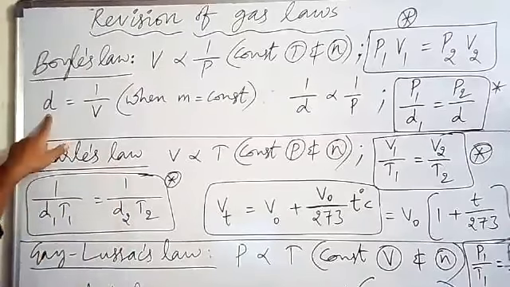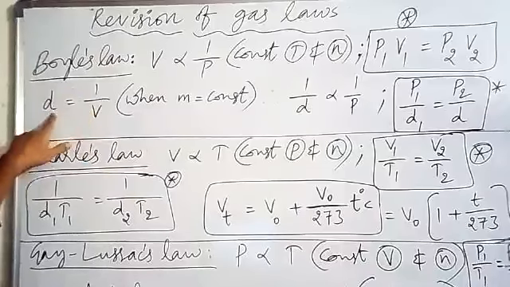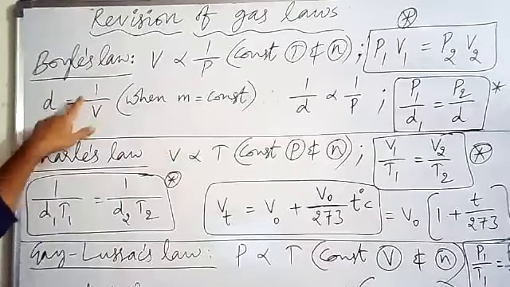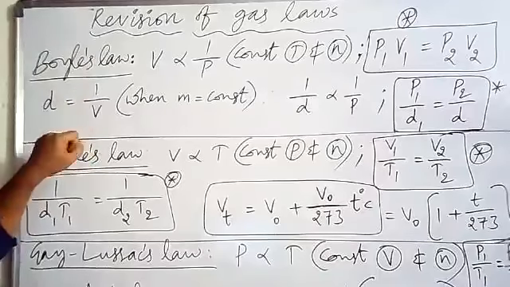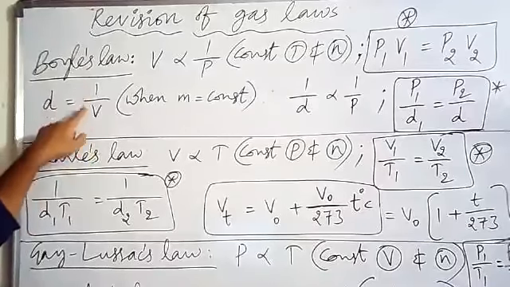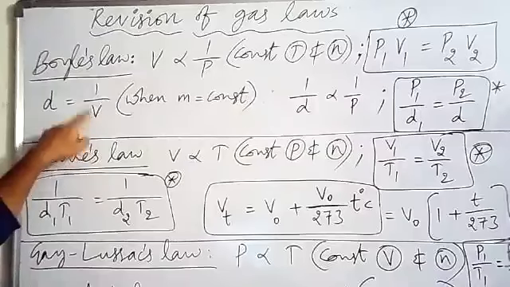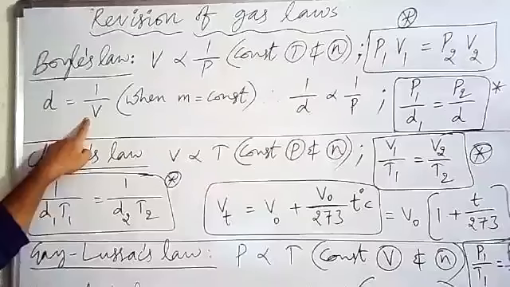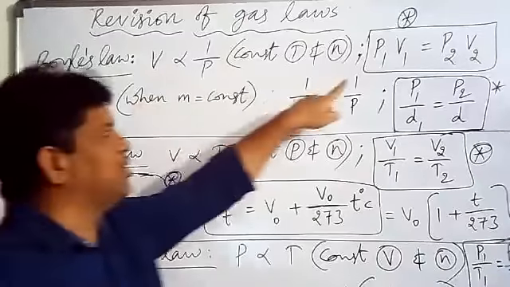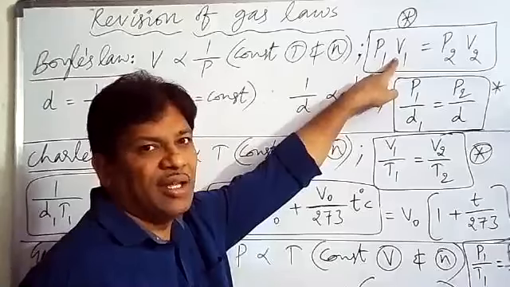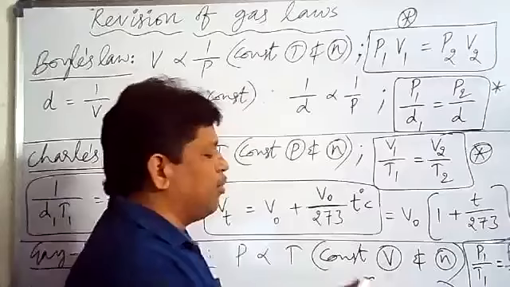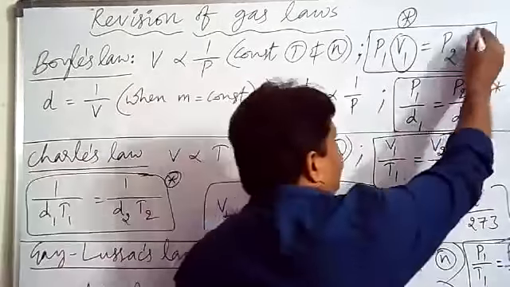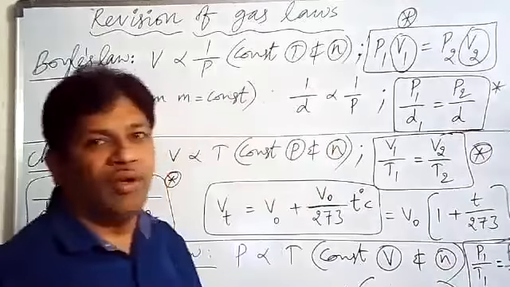Next, density is generally mass by volume. When mass is constant, density is equal to 1 by V. So wherever V is there, we can write 1 by D. In place of V1, we can take 1 by D1, and in place of V2, we can write 1 by D2.